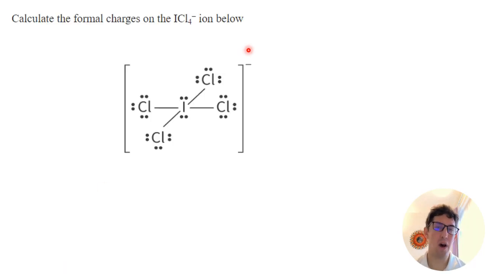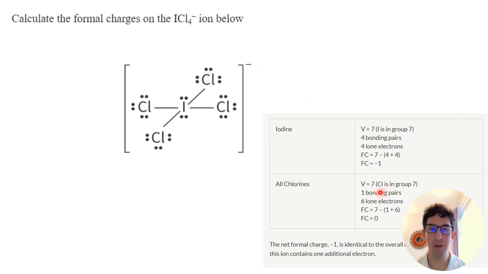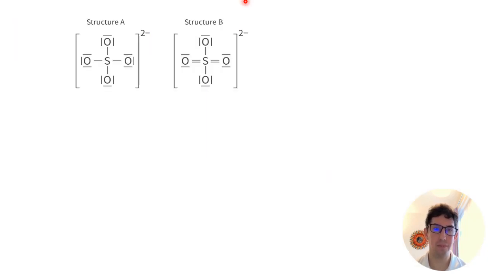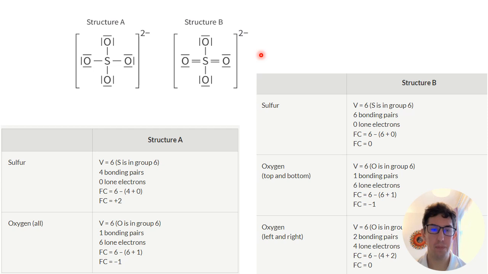Here's another example of an ion. You can see the ion has a charge of -1, so the formal charges should add up to a total of -1. And they do. You get all the chlorines 0 and iodine is -1. Okay, again, let's work out the formal charges. They will come out to -2.